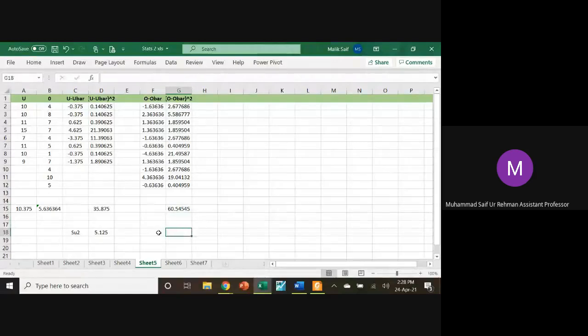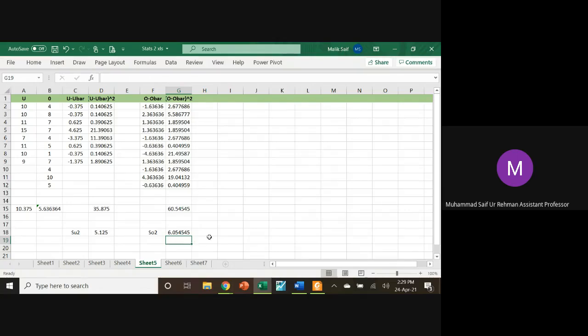And then come over here, write down O square. That will be equal to this value divided by how many values are there? 1, 2, 3, 4, 5, 6, 7, 8, 9, 10, 11. 11 minus 1, 10. Press enter. This is the answer. So now you have found the variance for the first series and the variance for the second series. So variances are now available.